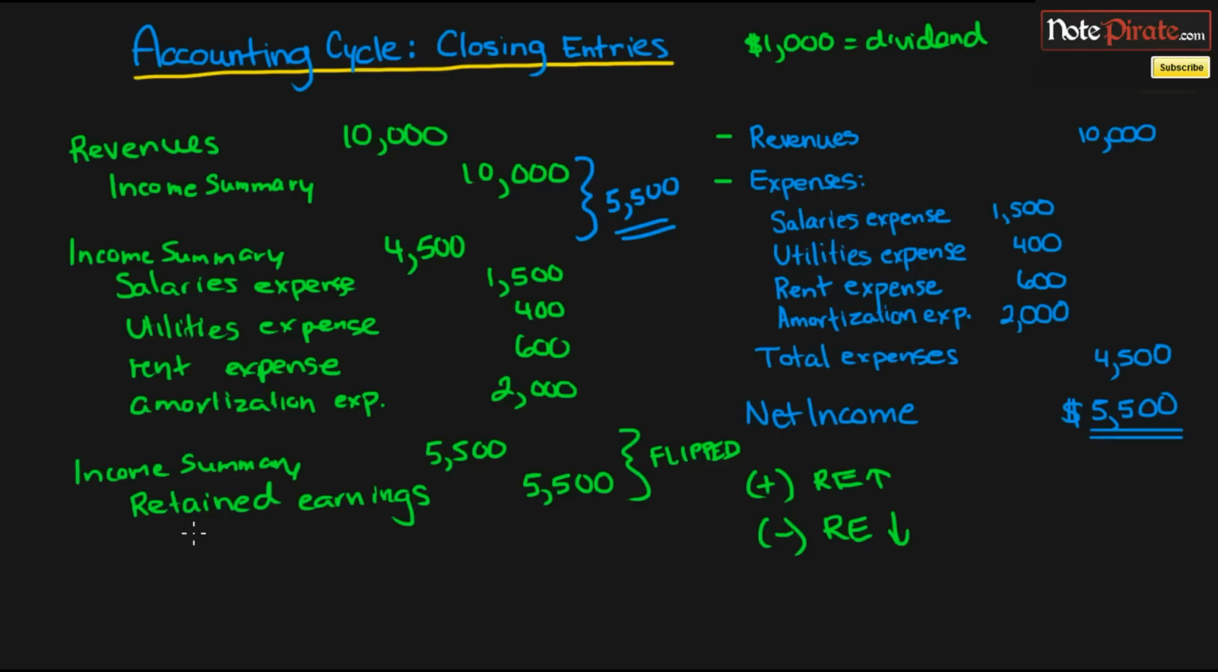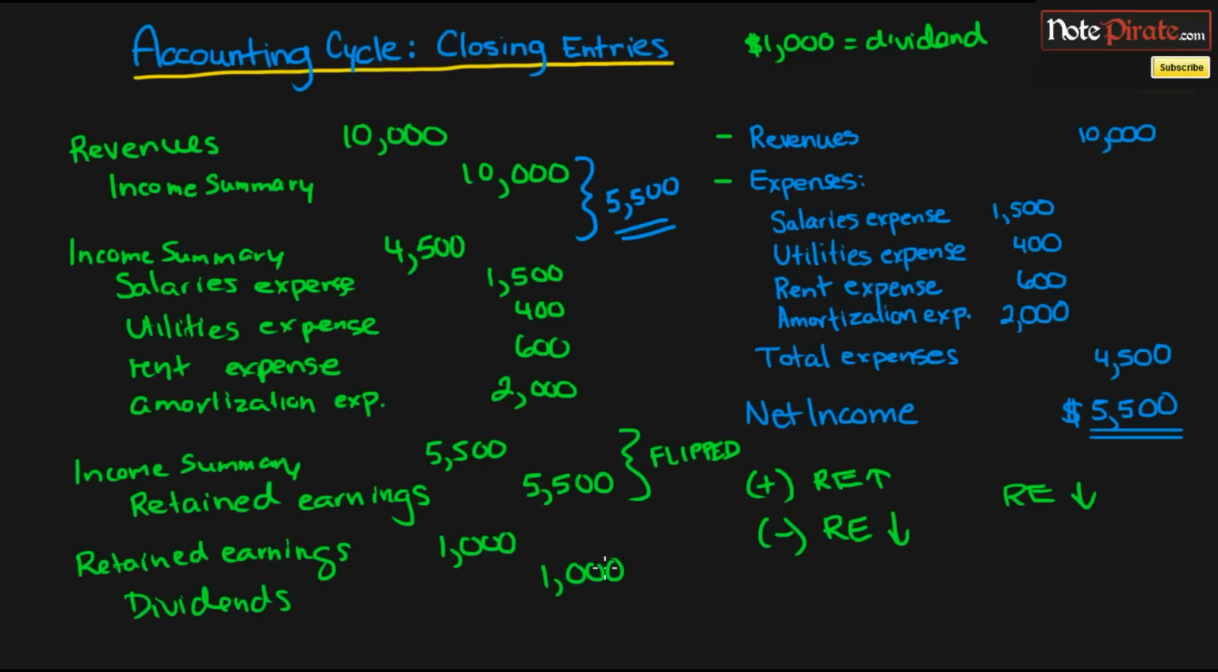Now the last one is dividends. So if we have dividends, retained earnings is going to go down, right? Because dividends are taking some of that earnings and distributing it to shareholders. So how do we make retained earnings go down? Well, we're going to debit it. Retained earnings will be debited for $1,000, which I've stated up here, and dividends, that account is going to be reduced down to 0.